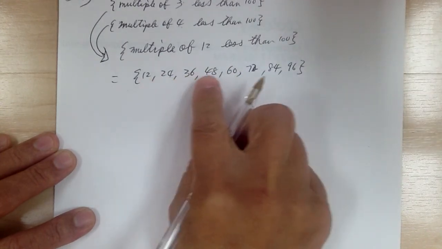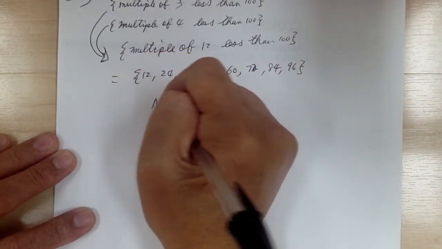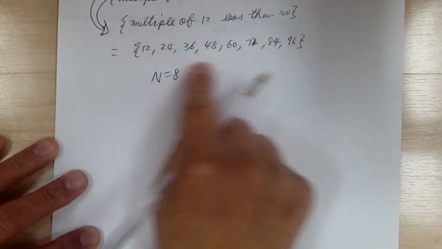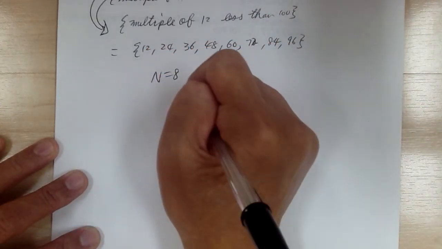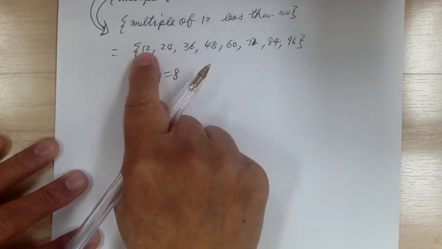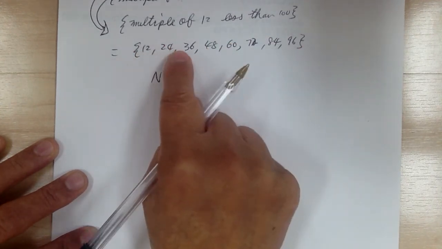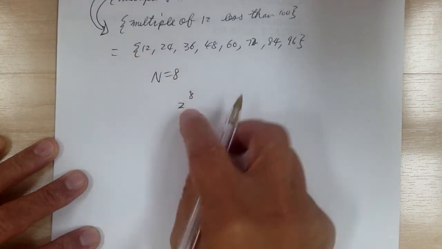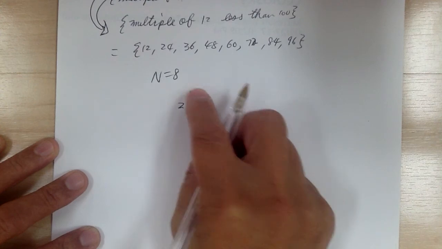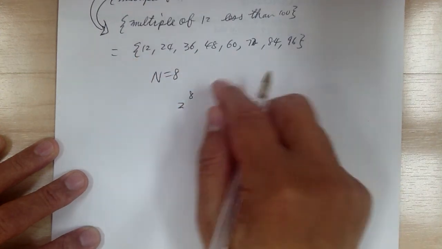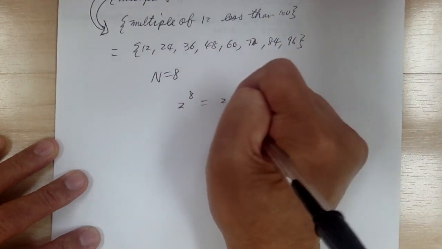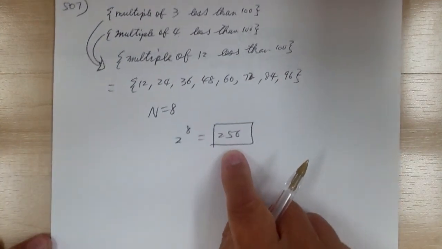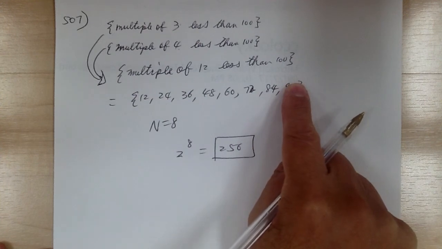So there are 1, 2, 3, 4, 5, 6, 7, 8. Okay, so n equals 8. So the subsets you can make out of this would be 2 to the 8, because you can either use it or not use it. So each element has 2 choices, and there are 8 of them. So it'll be 2 times 2 times 2 times 2 times 2 times 2 times 2 times 2. So this will equal 256. So there would be 256 subsets that you can make from these 8 elements.